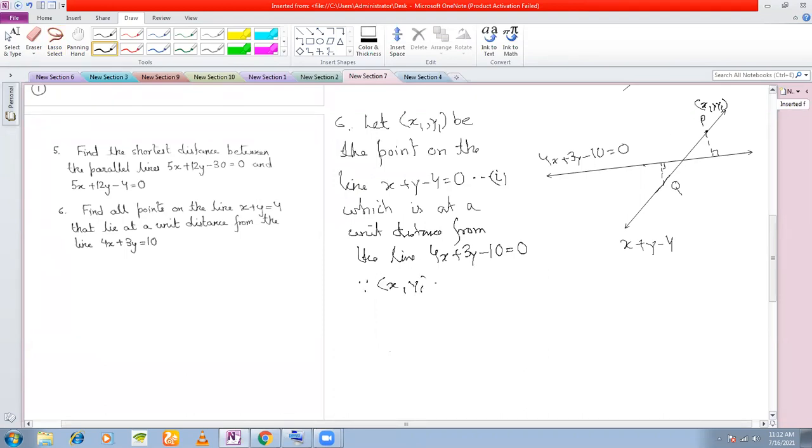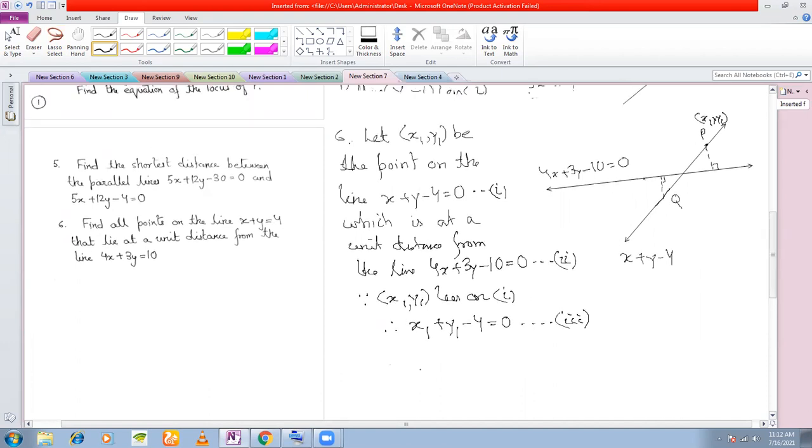Since x1, y1 lies on which line? It lies on 1, right? So therefore, it must satisfy, you must have x1 plus y1 minus 4 is equal to 0. Call this equation number 2, call this equation number 3. So we're getting one relation between x1 and y1. Okay. Now we want to find out the perpendicular distance of x1, y1 from the line 2.